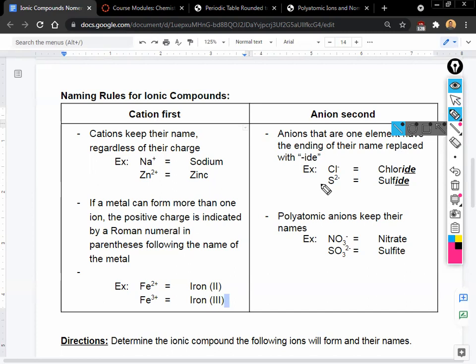So we'll try one example to get 2 examples together before I get you guys started on the assignment. But I want you guys just to write the name for Cu2+, okay? Cu2+. I'll give you guys a second to try that. Cu2+. So go on the periodic table, find the name of Cu, and then I just want you to write the charge in parentheses in front of it. Take a second to do that. Shouldn't take you more than 30 seconds.